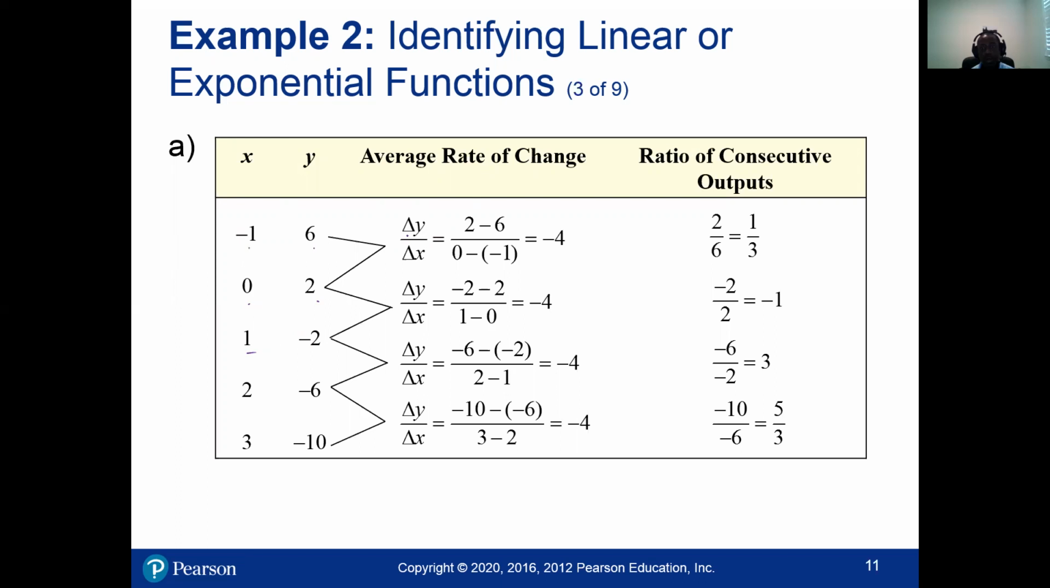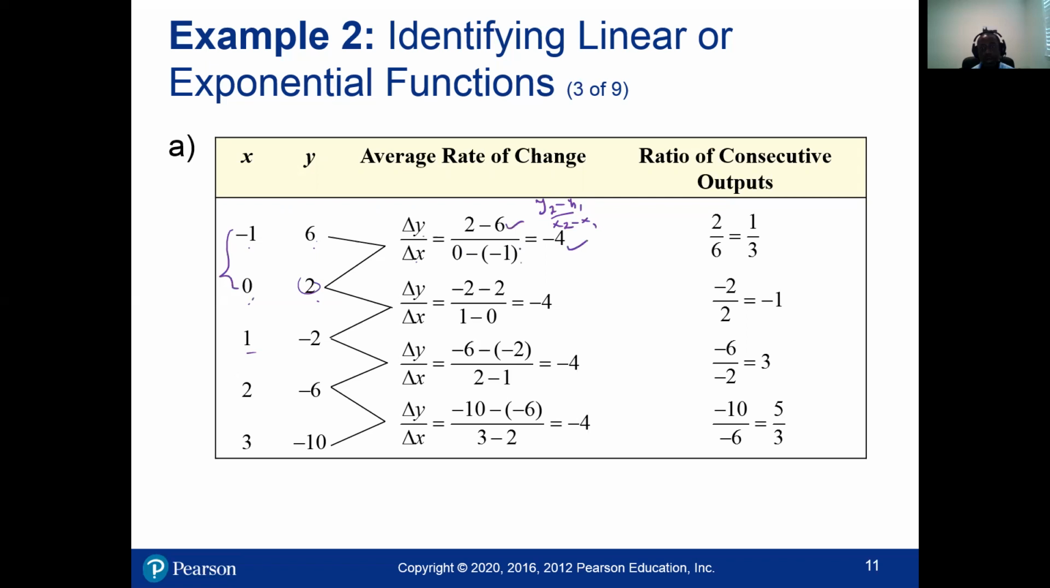Now, if you remember, average rate of change that we did in chapter 2, it's coming back again, all right? It's the change in y over the change in x. So we look at the first two. That is y2 minus y1 over x2 minus x1. So remember, that's the rate of change. So we have 2 minus 6, and then 0 minus 1.